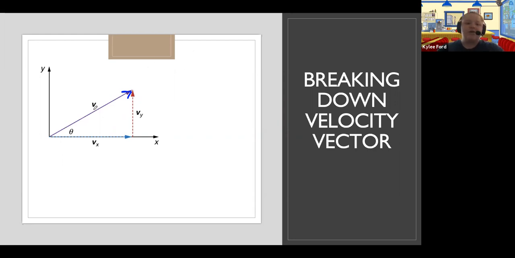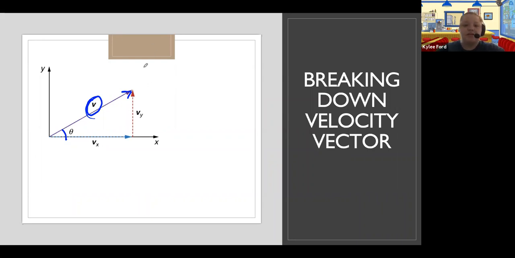Okay, and this is how we do it. We do it the exact same way that we were doing breaking down other vectors in module 1. Do it the exact same way, but now we're just going to call that vector a velocity vector. So it's the exact same idea. So say I wanted to relate the magnitude of my velocity to my X and Y components, okay?